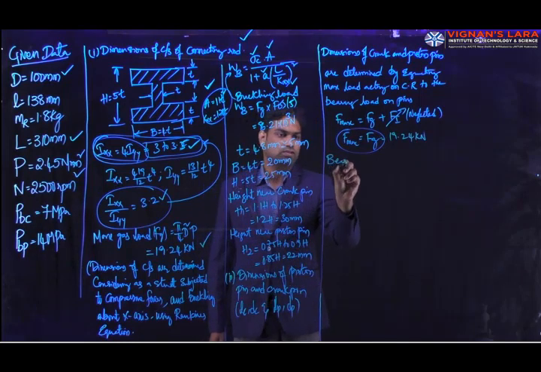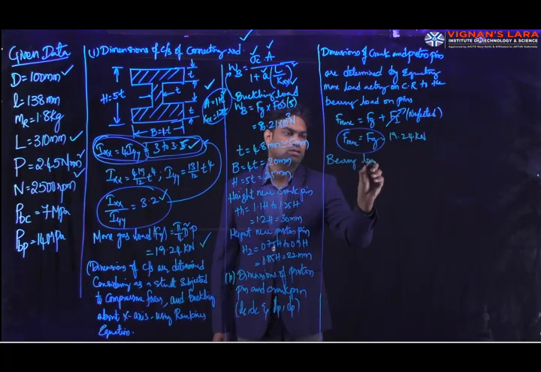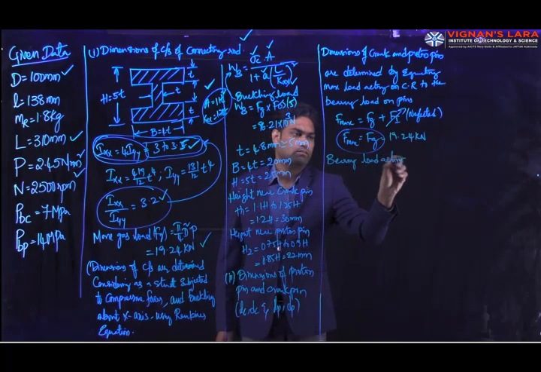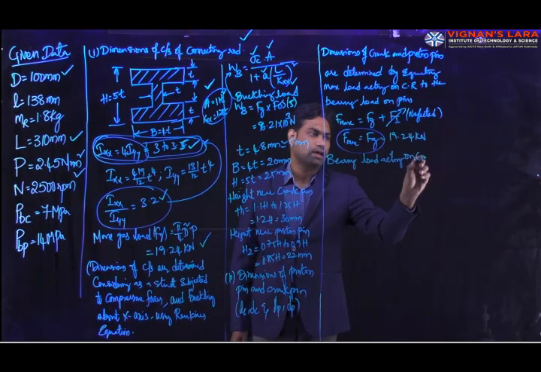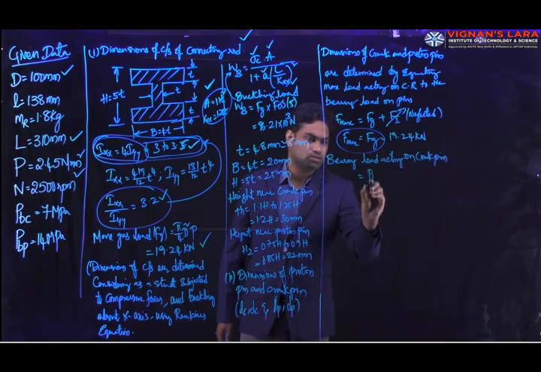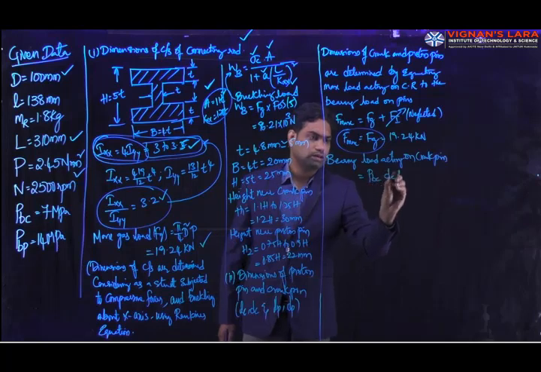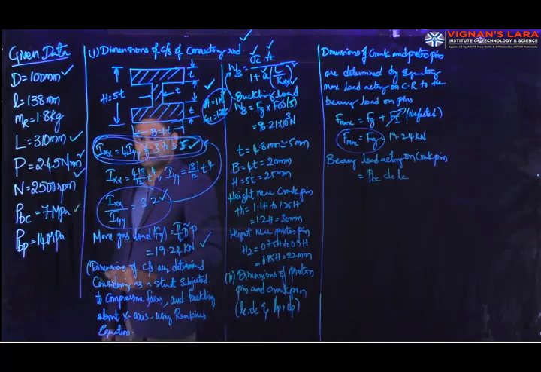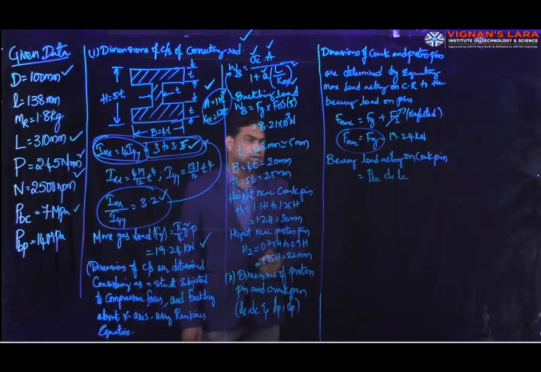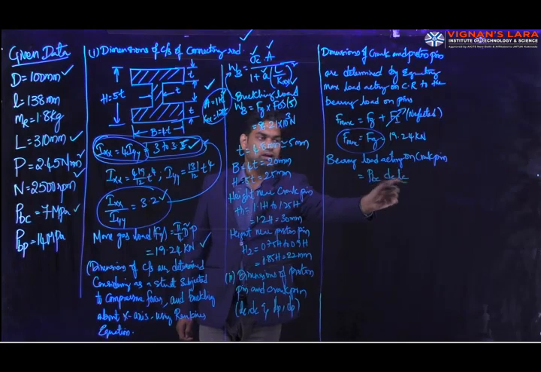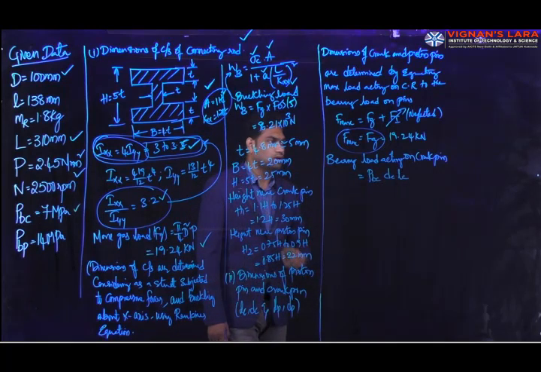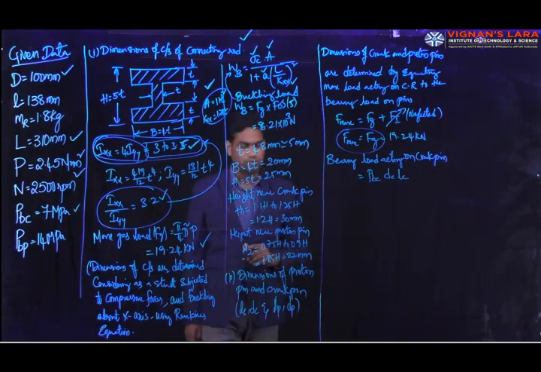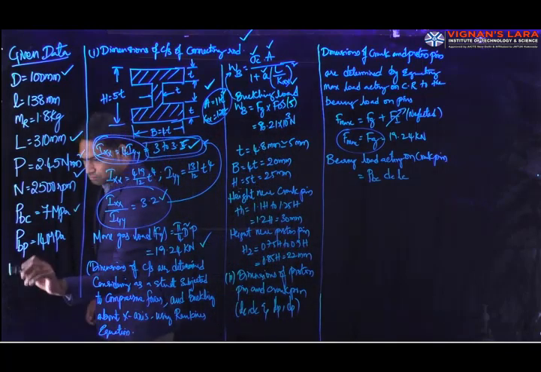First of all, the bearing load acting on the crank pin is given by bearing pressure PBC into DC into LC. The PBC is given in the data as 7 megapascals. DC you need to calculate, and LC is the length of the crank pin, which you can assume in terms of diameter.